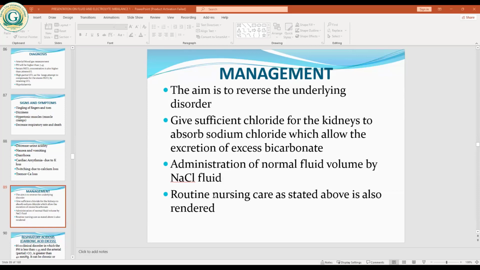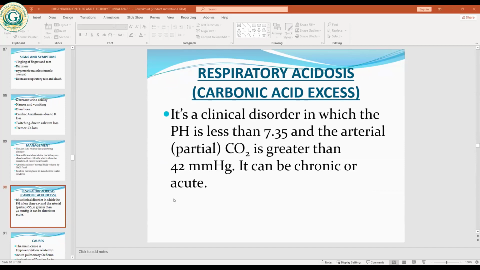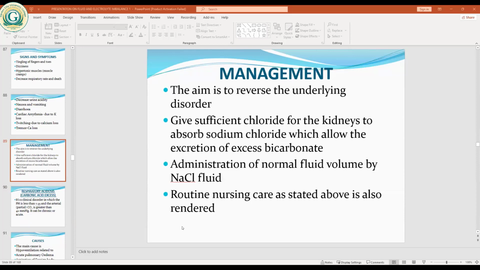Then we add the routine nursing care. What is the routine nursing care? We are talking about feeding, bathing, elimination, vital signs. We add all of them.